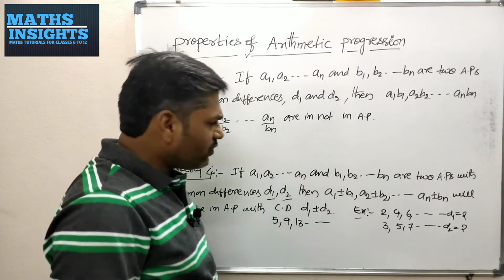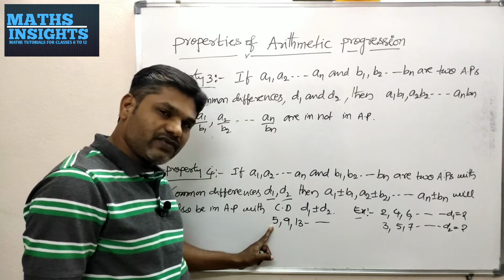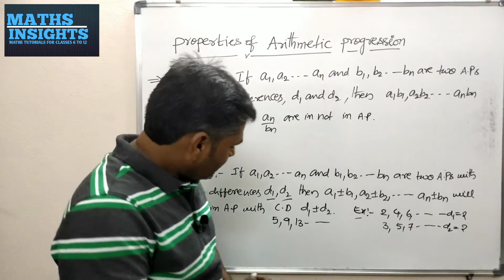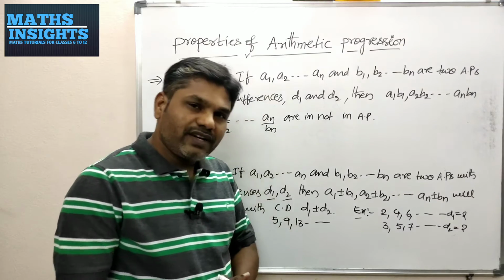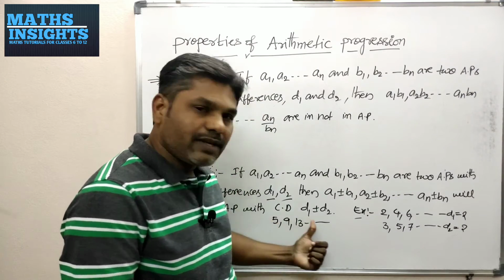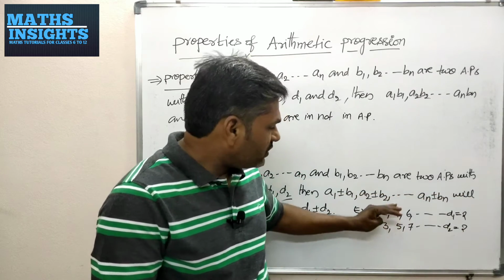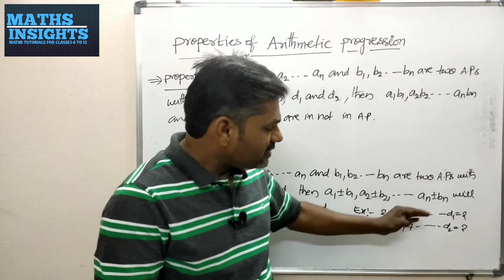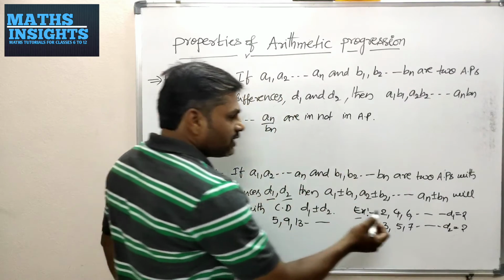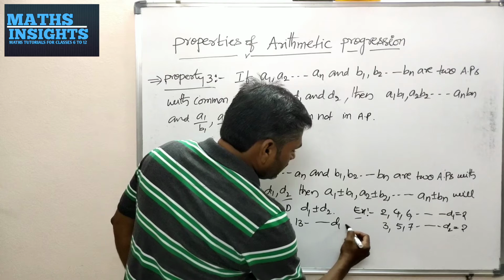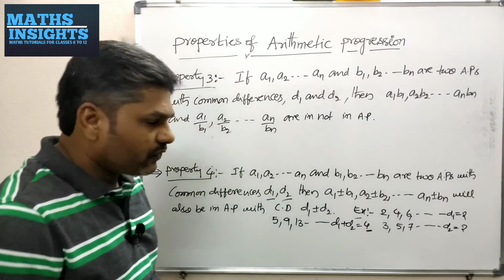This is an AP. How are you getting the new AP? Verify it. 9 minus 5 is 4. 13 minus 9 is also 4, which is an AP. If you want to find the common difference of this AP, it is enough to add the common differences of these two APs, since we are adding the corresponding terms. What is that? 2 plus 2, D1 plus D2, is equal to 4. You are getting the same.